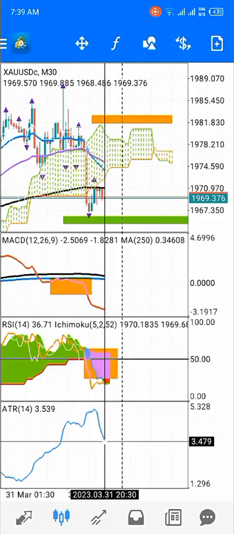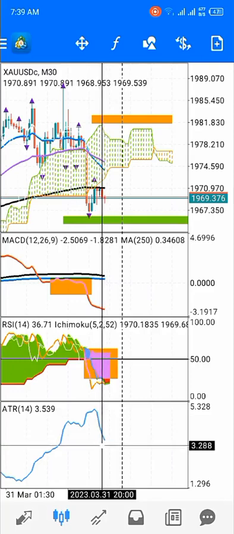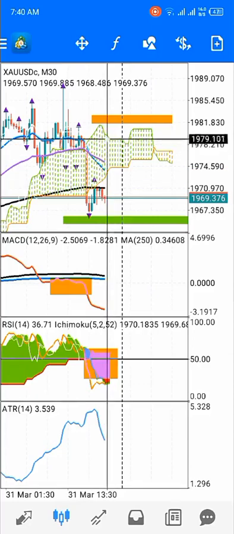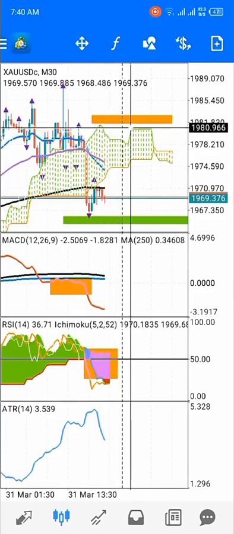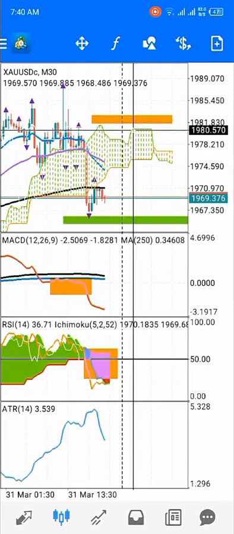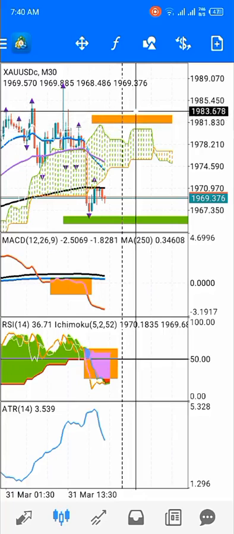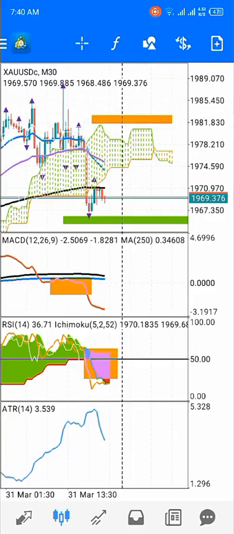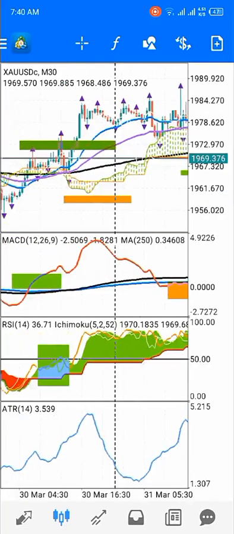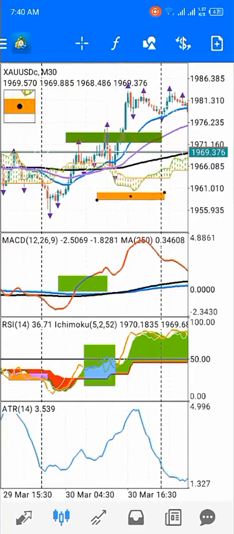The current market price average true range is 8.479. No, it's 3.479 rather. For the point of placing stop loss, you just add 3.479 to 1980.57, and that will be 1984 about. So that's the point where you place stop loss.